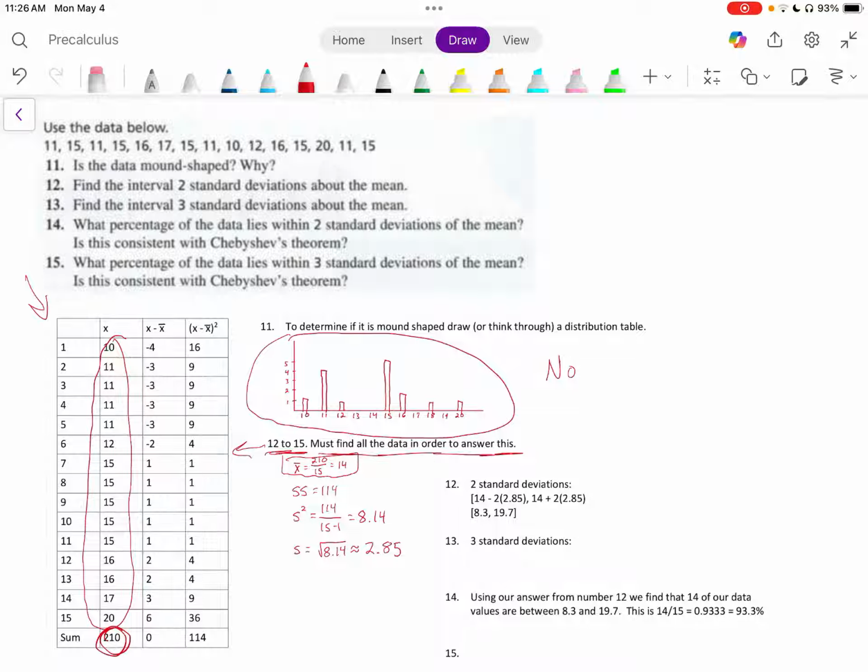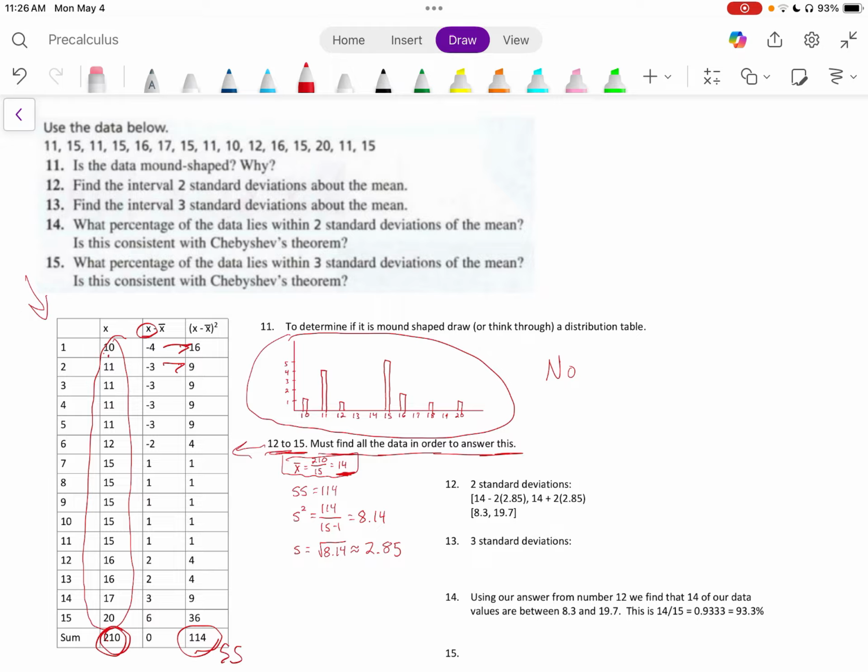15. And then I did, okay, what's 10 minus 14? The mean was 14. 10 minus 14 is -4. 11 minus 14 is -3. So here's all my subtractions. And then I square all of those numbers. And then we add all of them up. This is our sum of squares.